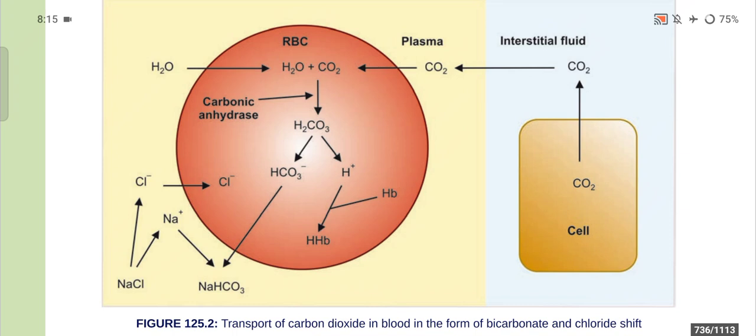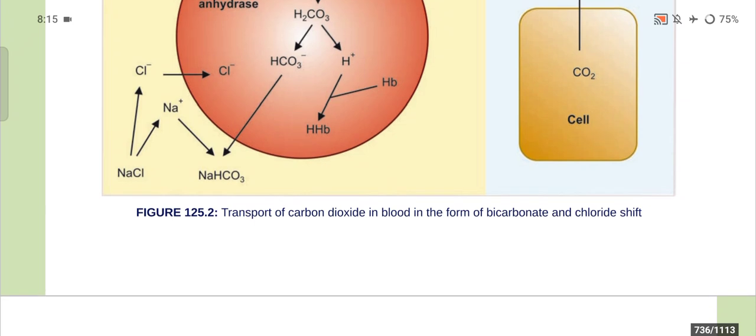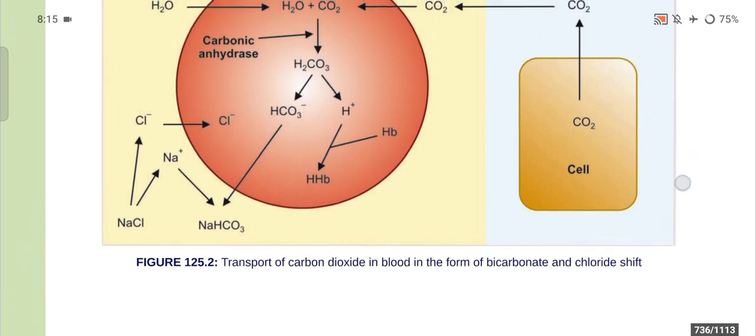And from the sodium bicarbonate ion, here the chloride shift occurs, and the Na+ combines with the bicarbonate ion and forms sodium bicarbonate, and chloride ion enters the cell and forms the Hamburger effect. So this is the transport of carbon dioxide in the blood in the form of bicarbonate and the chloride shift mechanism.